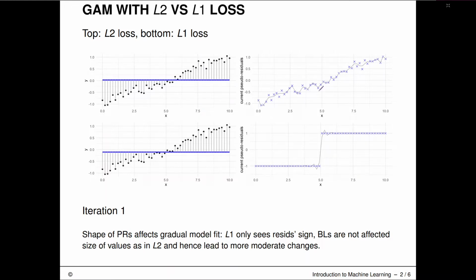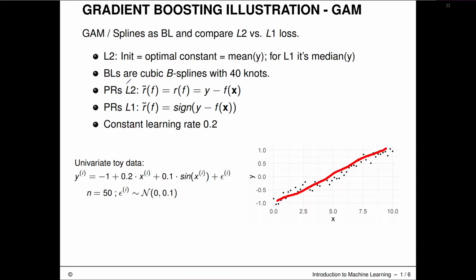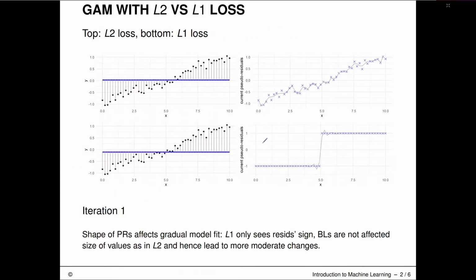On the right-hand side, we can see the current pseudo-residuals in the current iteration that we will now fit our base learner against. The x position is the true feature value, the observed feature value in our training data, and the height here is the computed pseudo-residual from these two different formulas. You can also see for L1 it's constant, like I said. So here we have minus ones, and here we have plus ones.